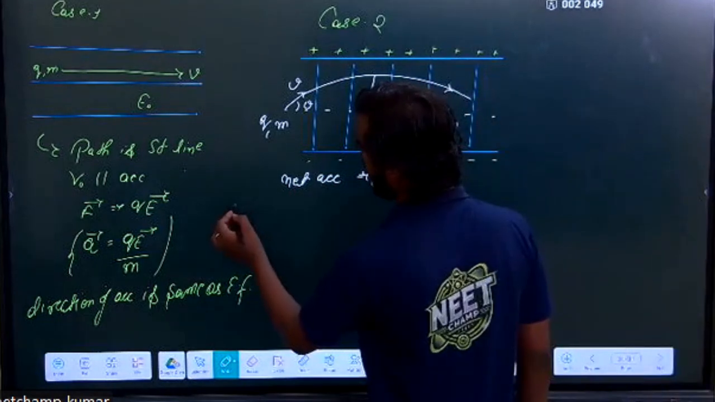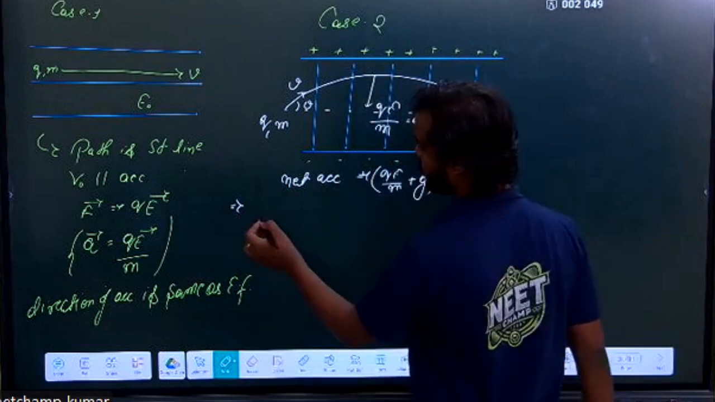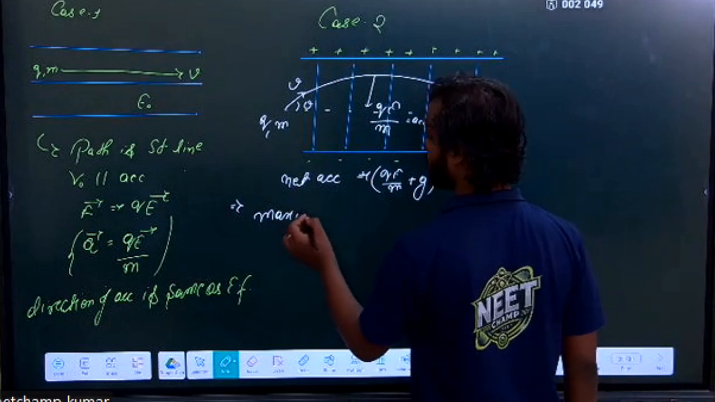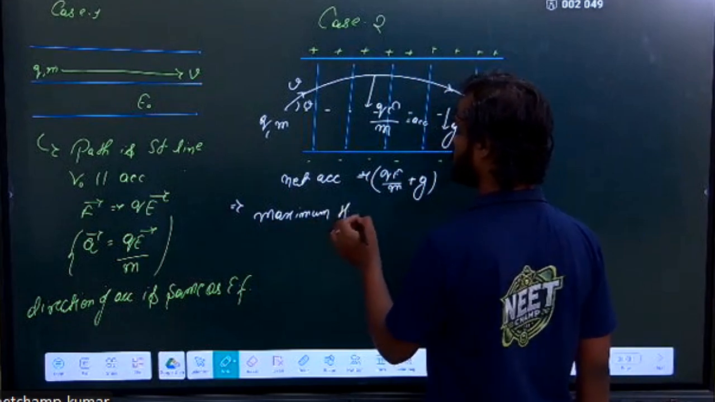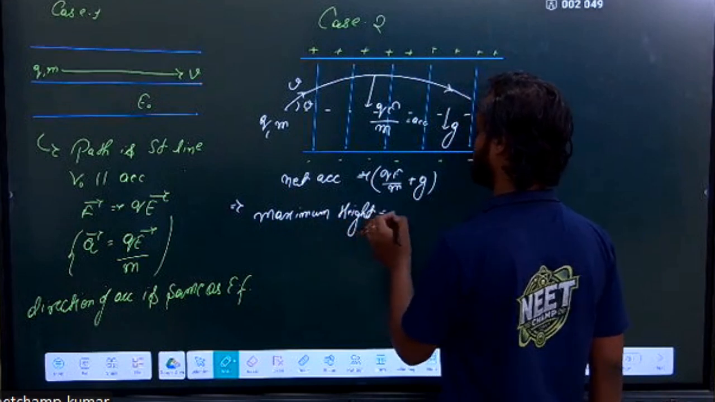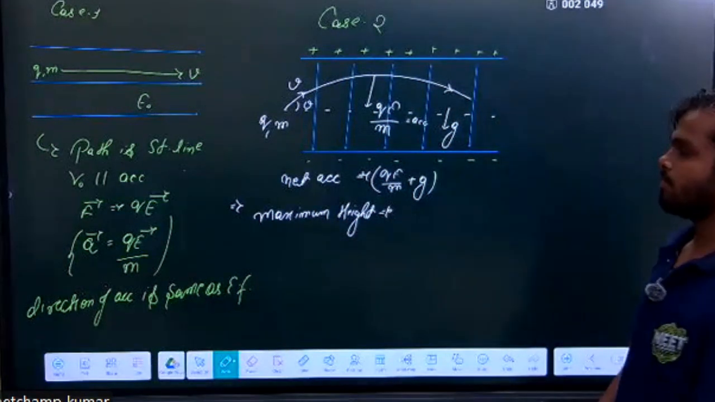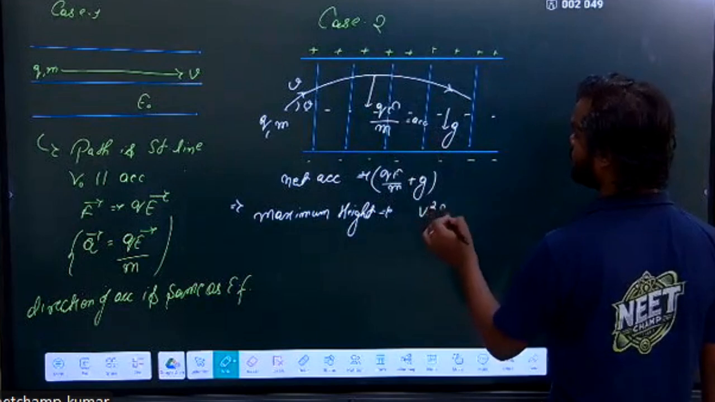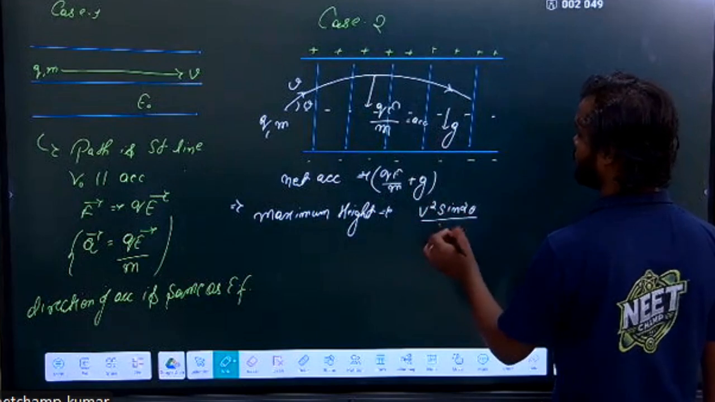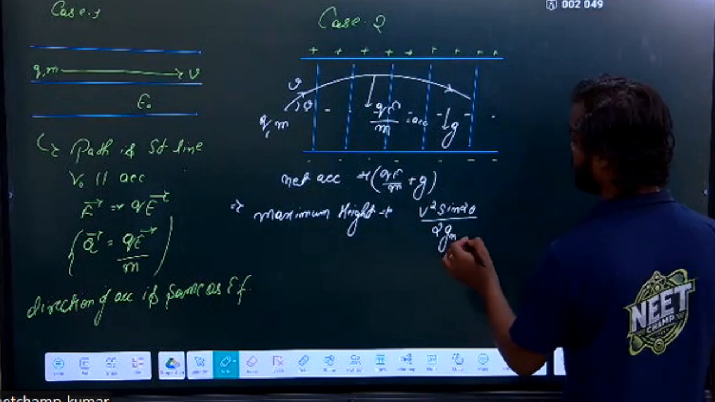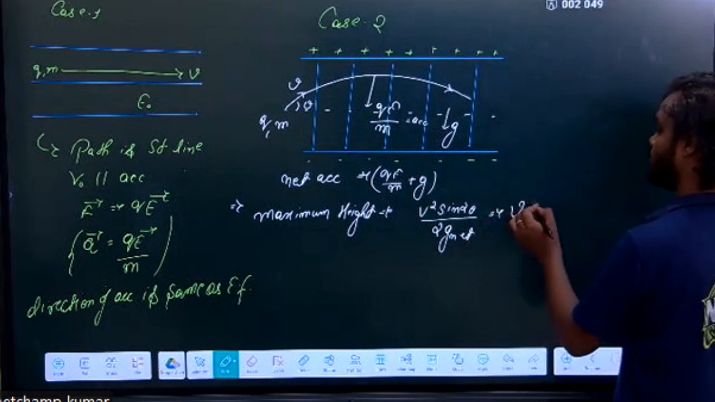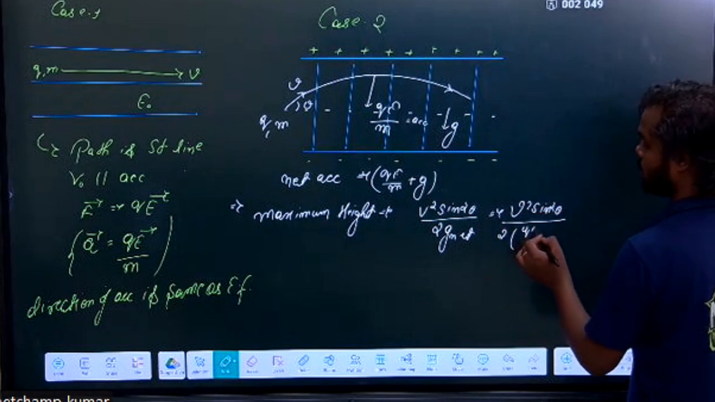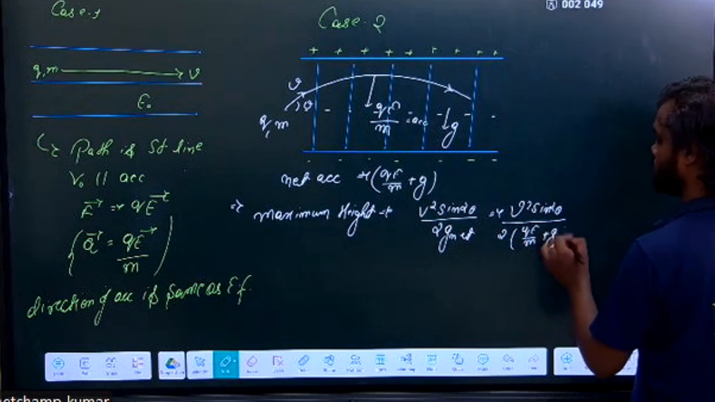So now I will ask you something. First thing, what is the maximum height? Whatever question you see in projectile, the same question can be asked here. Maximum height will be when it reaches final velocity zero. How do you calculate? You calculate u square sine square theta by 2g. But here we have to write g net. So it will be u square sine square theta by 2 times g net, where g net is QE by M plus G. This is my g net.